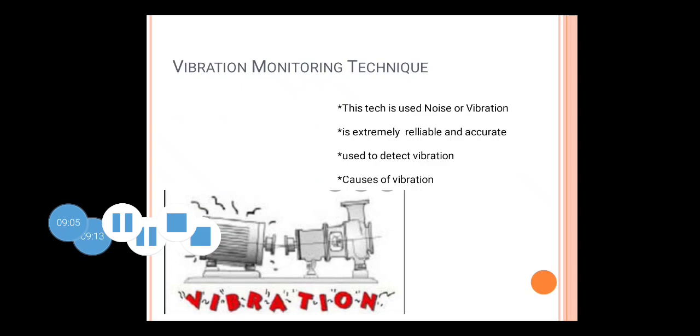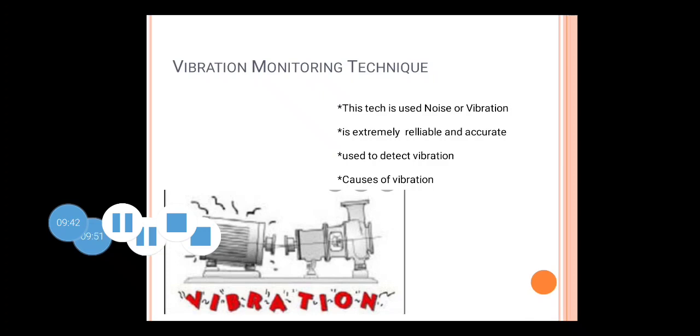Next one is vibration monitoring method. Because of vibration in the machineries, damages may take place on the job itself and also in the machine. So vibration is also one of the major causes in the maintenance system of the machines. Vibration monitoring is a technique that uses noise and vibration. With the help of noise and vibration only we can detect the vibration produced by the mechanical equipment.